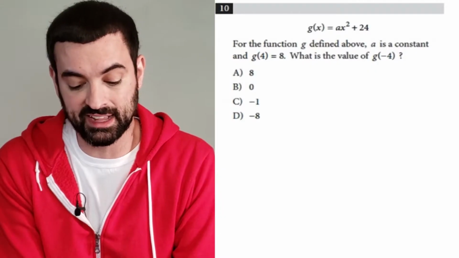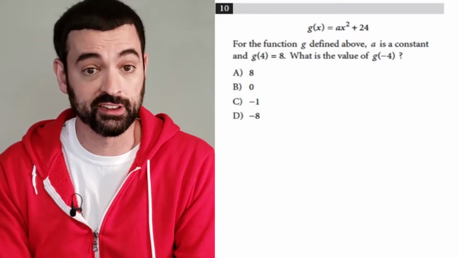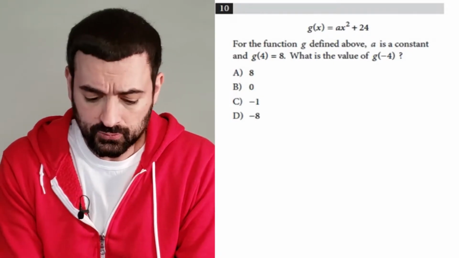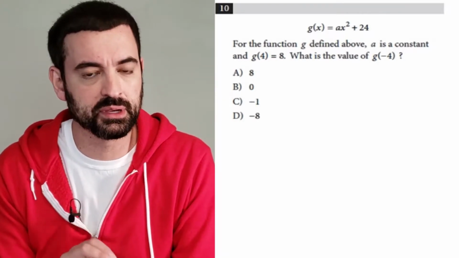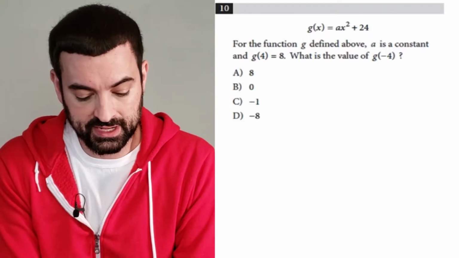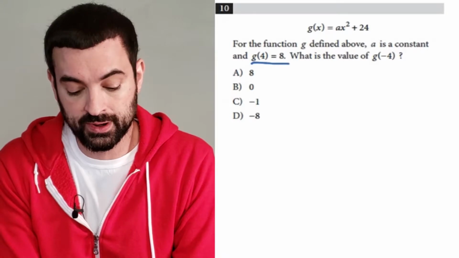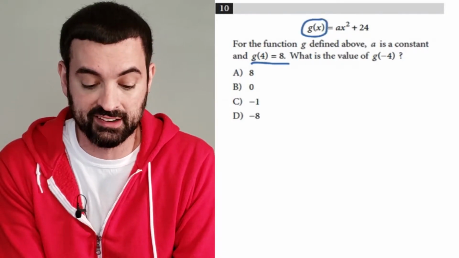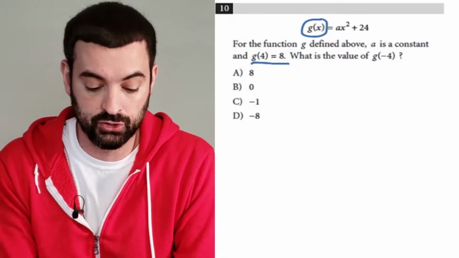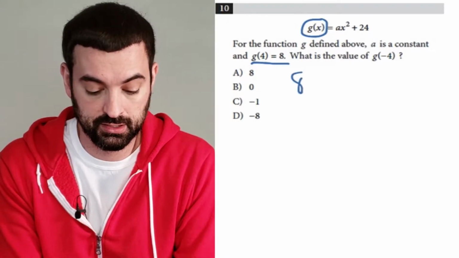This is test 1, section 3, number 10. g of x equals ax squared plus 24. This is where students start to get thrown. Got a lot of letters, maybe not enough numbers, but let's look at what they're giving us and what we can use. They're telling us that g of 4 equals 8. That means that our g of x value, our y value, is simply 8.